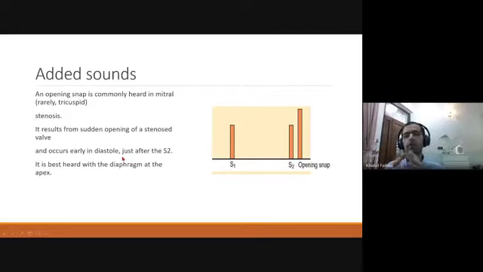So the basic mechanism of the opening snap results from sudden opening of a stenosed, thickened valve leaflet, the timing is early in diastole, and the best site is with the diaphragm, with the diaphragm at the apex, okay? This is the best site to auscultate. So here with the diaphragm, in the mitral area.